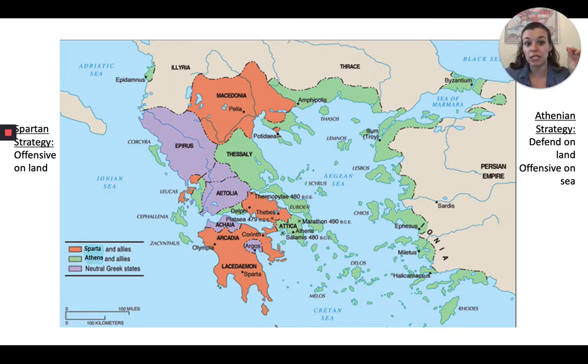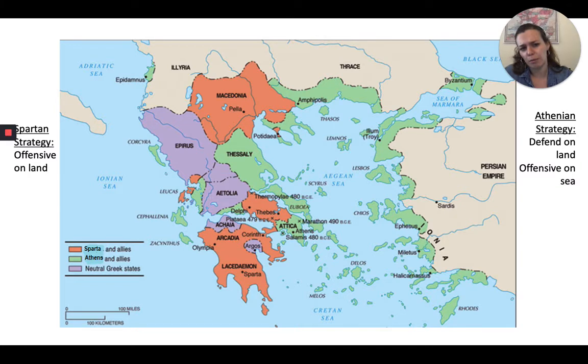Pericles, the leader of Athens, is going to refuse to meet Sparta for battle on land because they would lose. They know they would lose. Sparta has a vastly superior army, but they have no navy. Persia is the one who eventually gives them a navy. And what they're ultimately going to do is destroy the morale and the resources of Athens by attacking all of their allies. So sure, Athens itself might be protected, but they can't protect all of their allies.